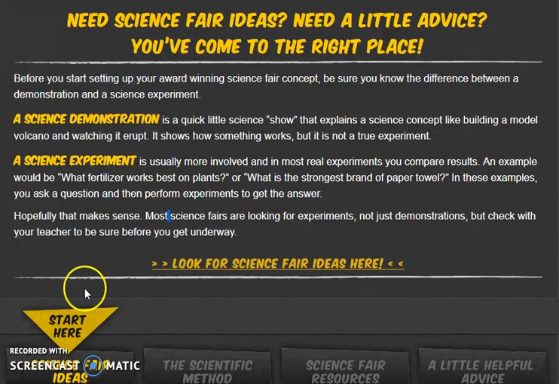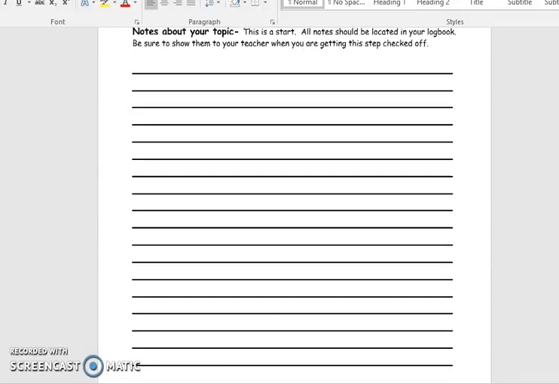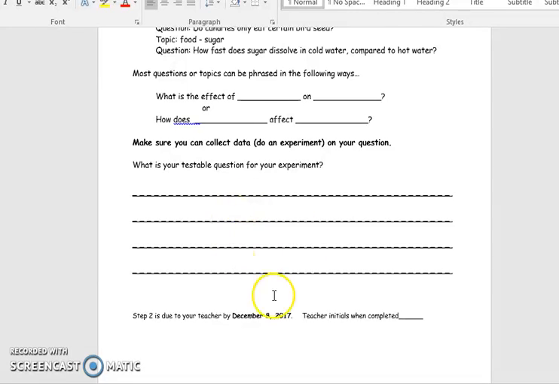So keep that in mind when you're picking your testable question. Once you have your testable question, you record it and you're ready to then move on to Step 3. Some examples up here include sentence starters for what is the effect of blank on blank, or how does blank affect blank. You don't necessarily have to have your question worded this way, but it's a good idea to think about how this could apply to your topic to help you to create your testable question. This testable question and the rest of Step 2 is due on December 8th.